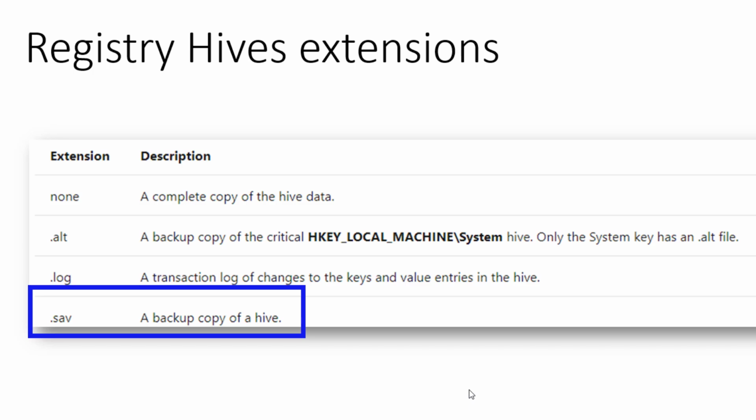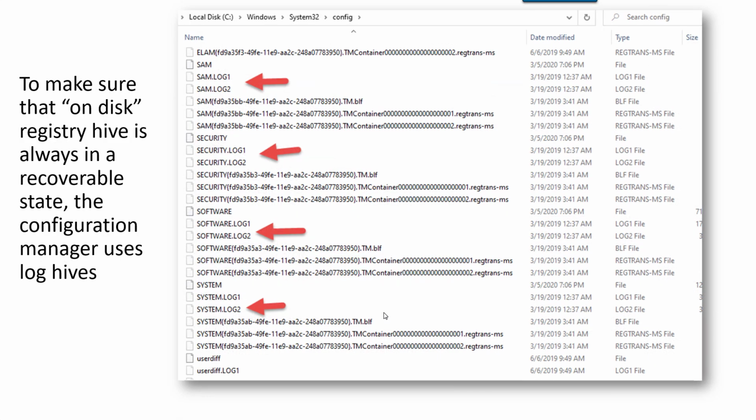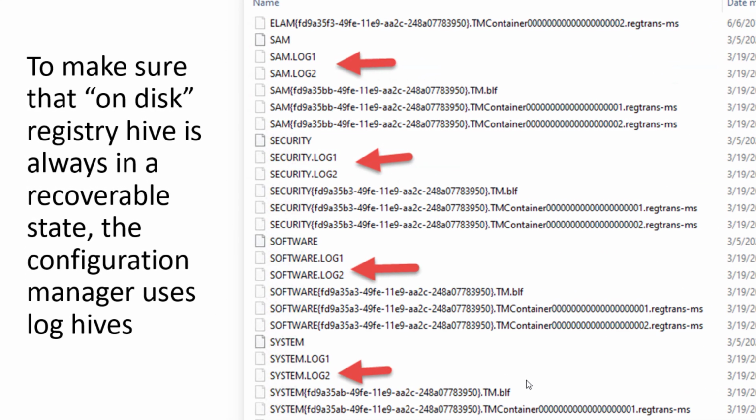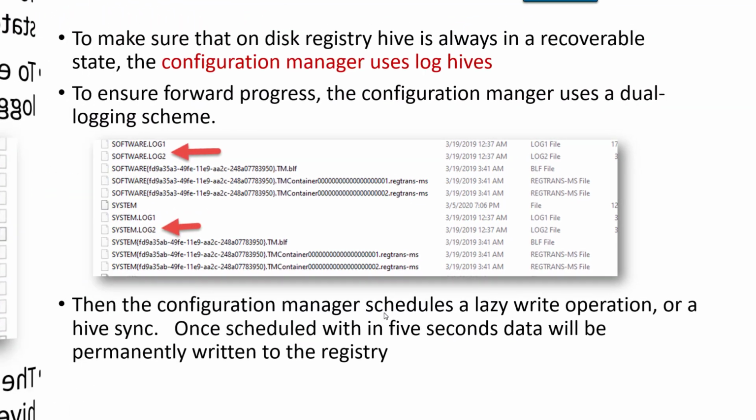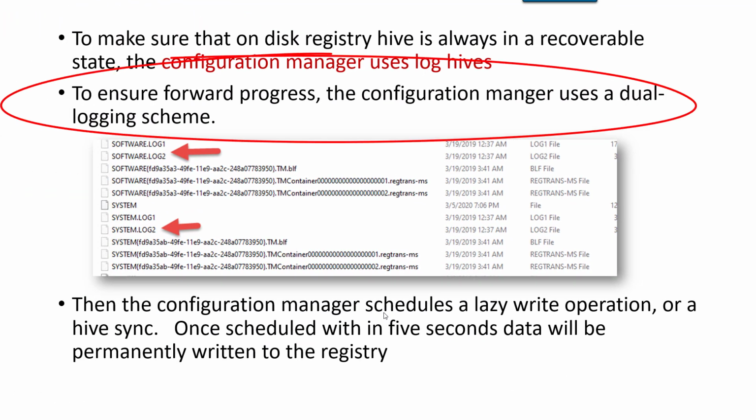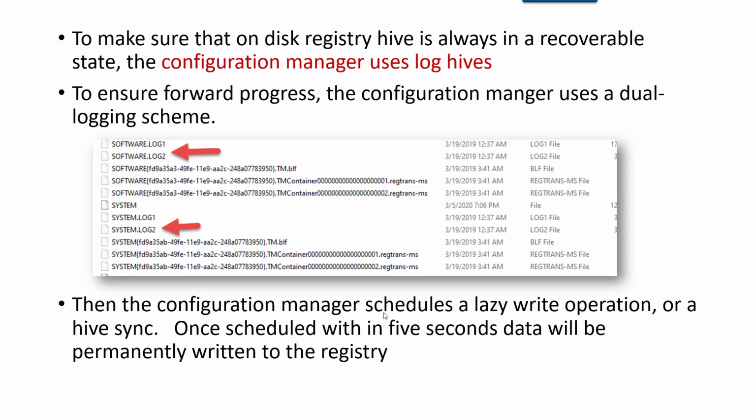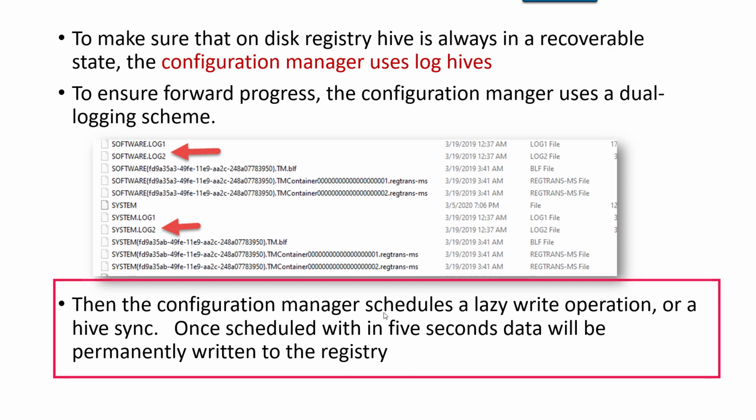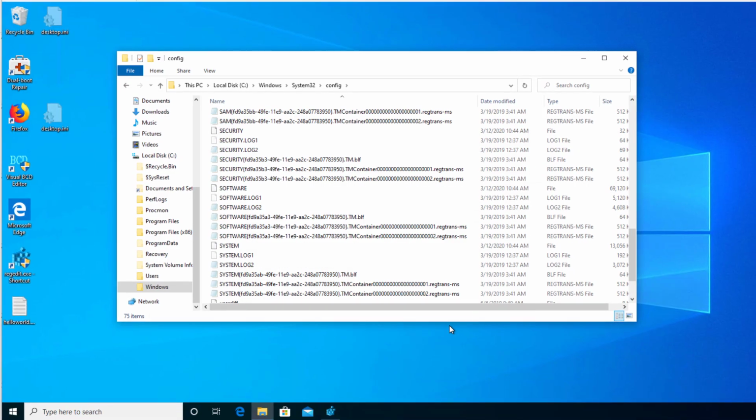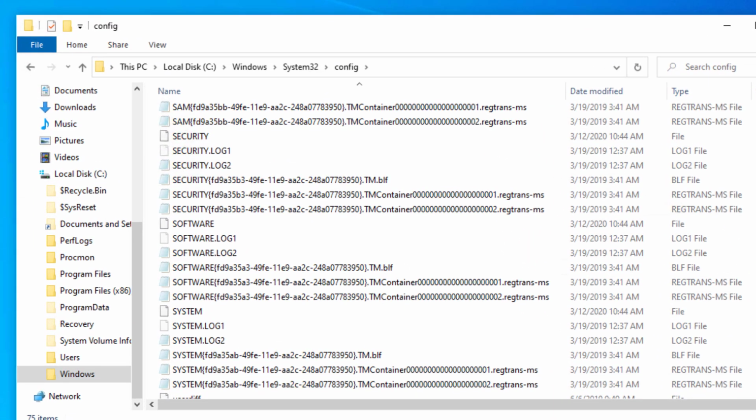This is relatively new. So now in the configuration folder, the configuration manager uses log hives as a way to make sure that the registry hive is always in a recoverable state. The configuration manager uses a dual logging scheme. That's why you'll see a hive with log 1, log 2. When the configuration manager schedules a lazy write operation, or what is known as a hive sync, within 5 seconds, data will be permanently written to the registry hive. Windows 10 has definitely shown an improvement in registry resilience because of this technology.